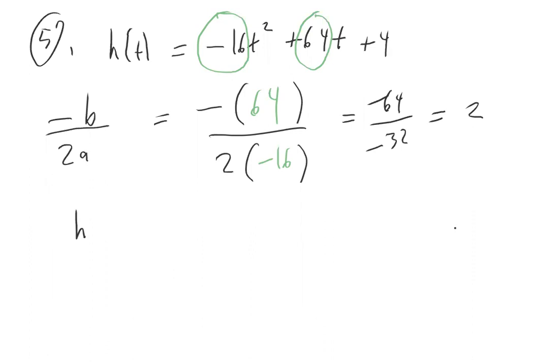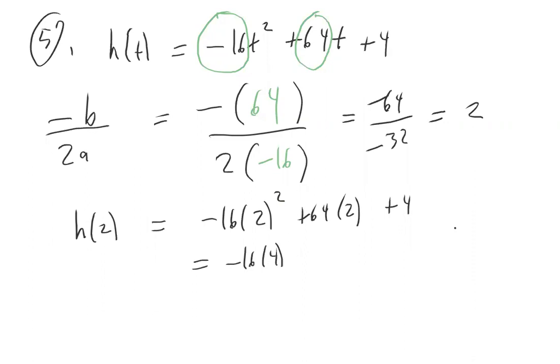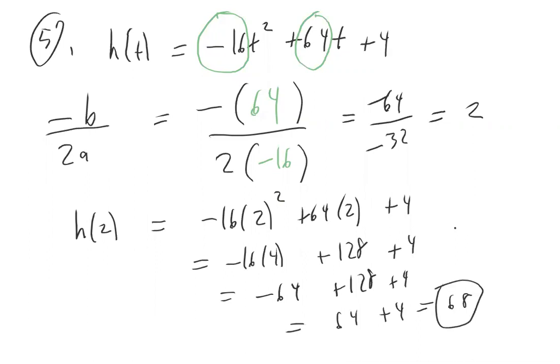And then to find the height, we'll plug in 2 into the height formula. Or negative 16 times 2 squared plus 64 times 2 plus 4. That equals negative 16 times 4 plus 128 plus 4, which equals negative 64 plus 128 plus 4, which equals 64 plus 4, which equals 68. So 68 feet high is how high the football goes at the highest.